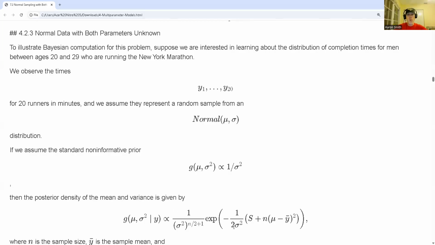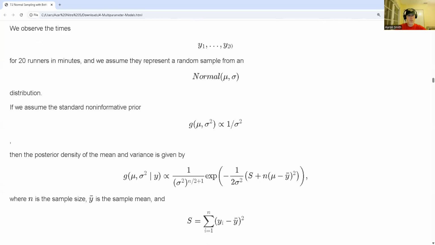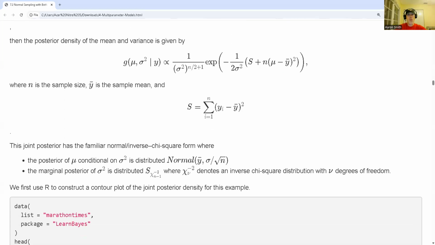All right, then boom, I know that this is going to be my posterior density, where n is the sample size, y bar is the sample mean, and S is the sum of the squared differences of y from y bar. This joint posterior has the familiar normal inverse chi-squared form.